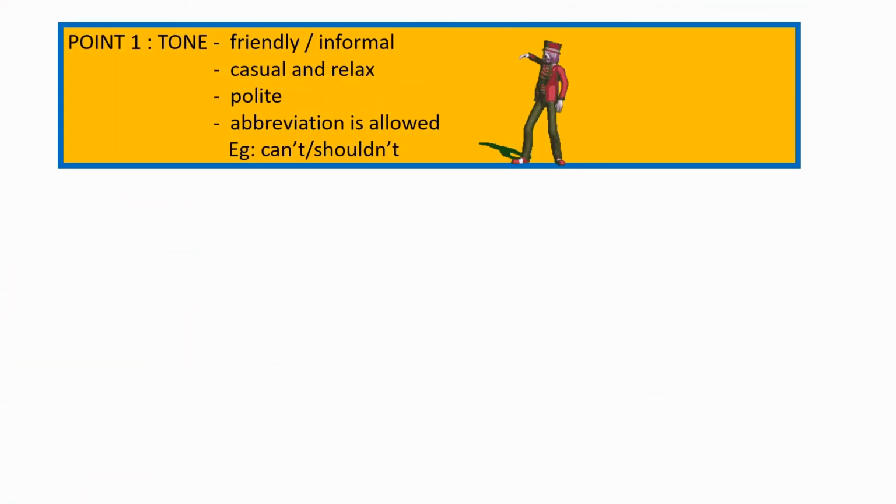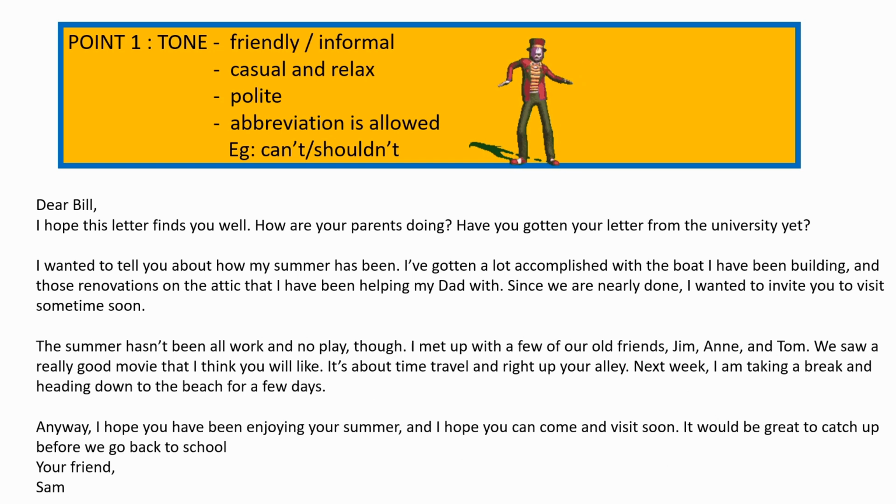We will begin with point 1, the tone of your email. It is friendly and informal, casual and relaxed, and at the same time, polite. In this email, abbreviation is allowed. Example, can't or shouldn't. Let's read through this short letter. It will give you an idea of what a friendly tone means, or informal way of writing.